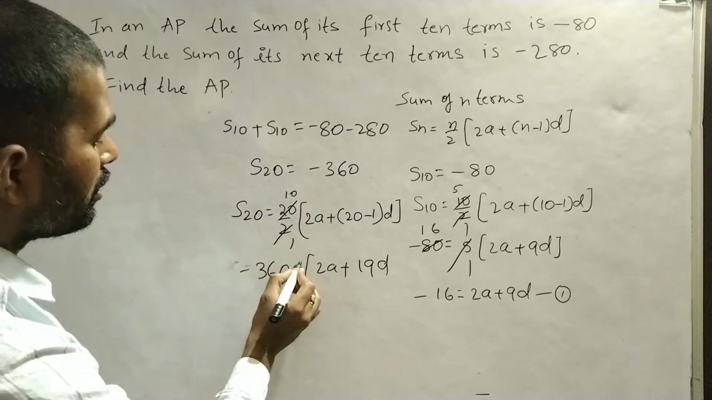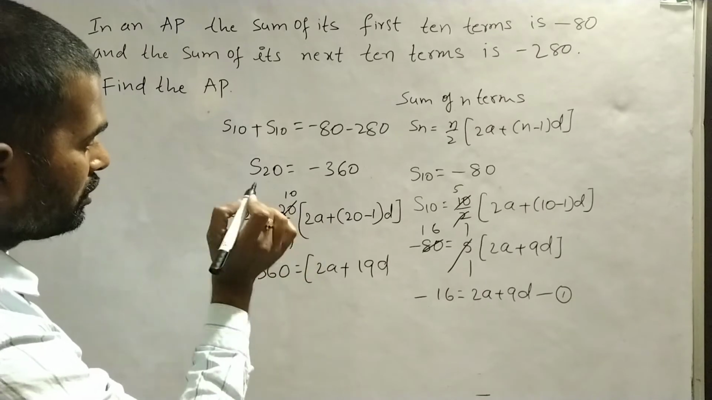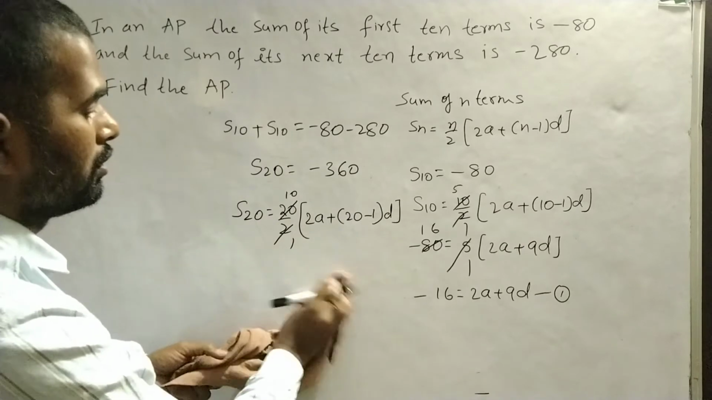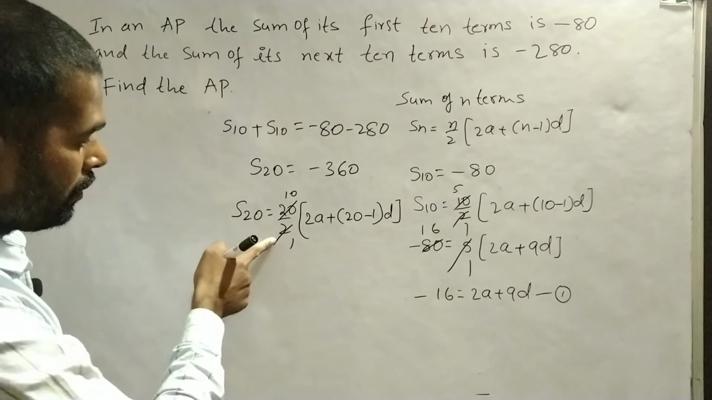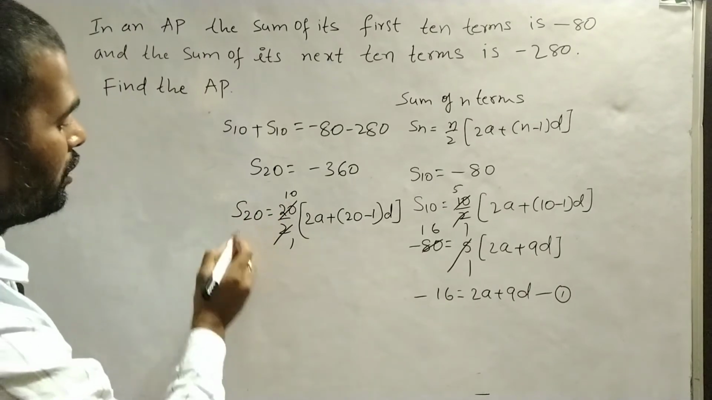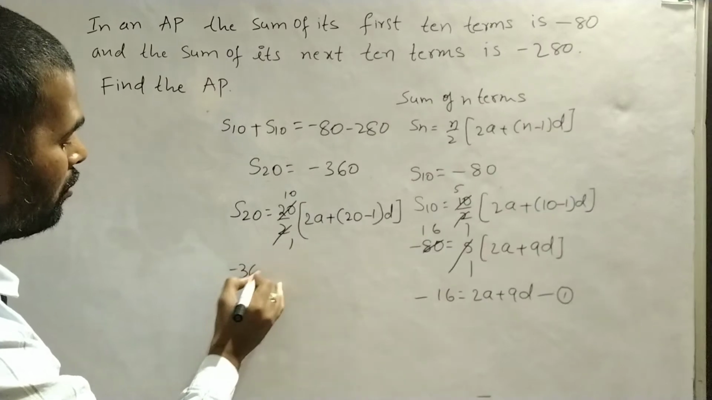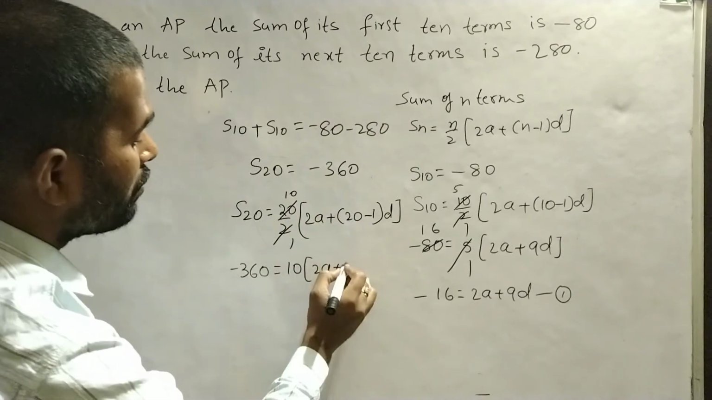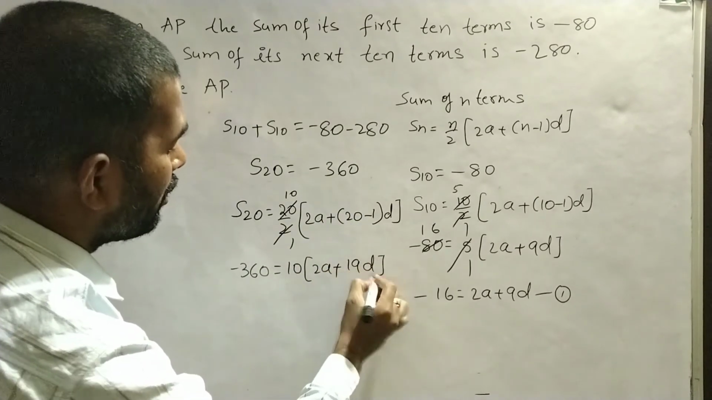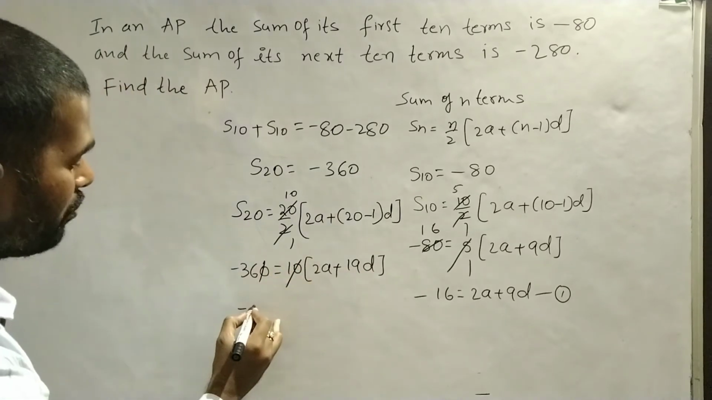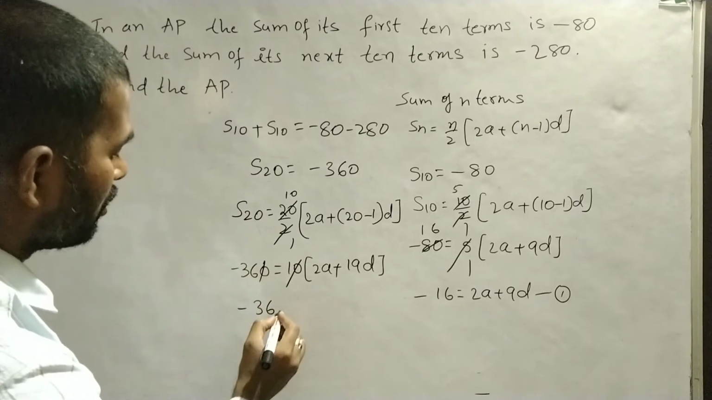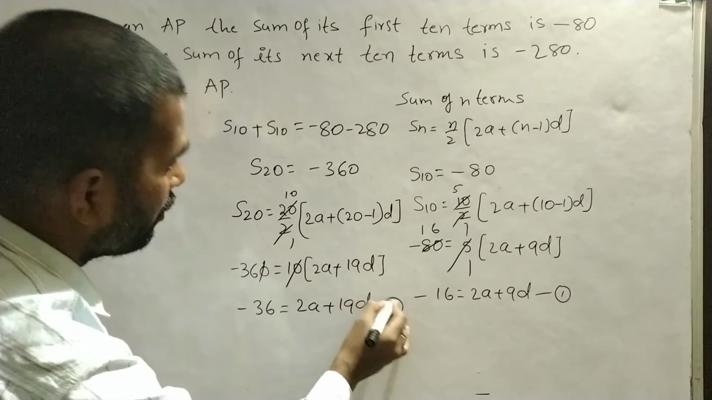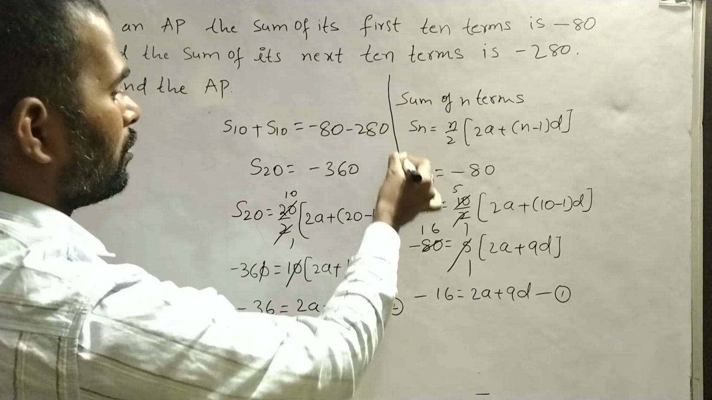Here 20 by 2 is 10. S20 value minus 360, minus 360 is equal to 10 into 2a plus 20 minus 1, 19d. This 0 cancels, minus 36. Minus 36 is equal to 2a plus 19d. This is equation 2.